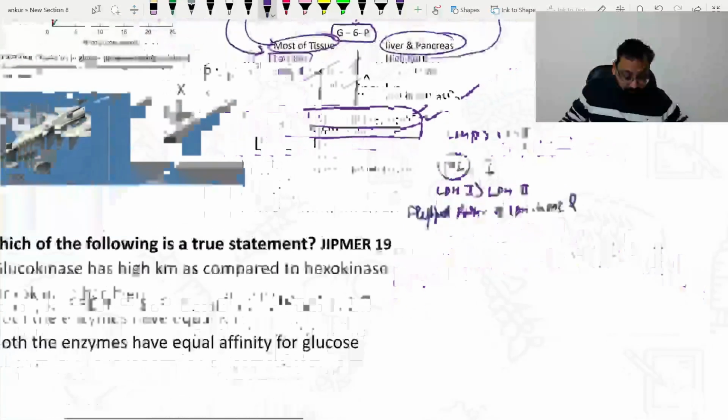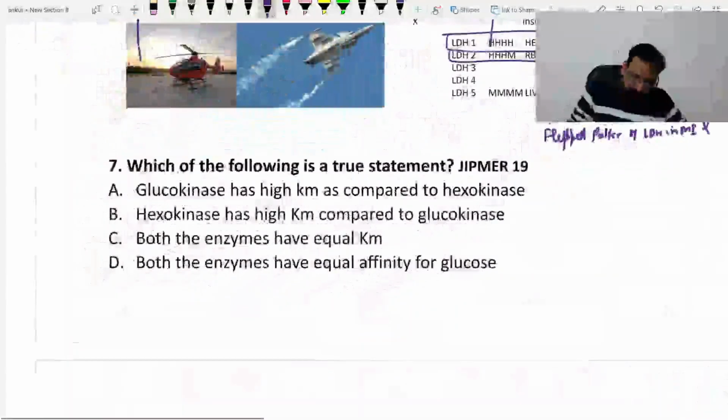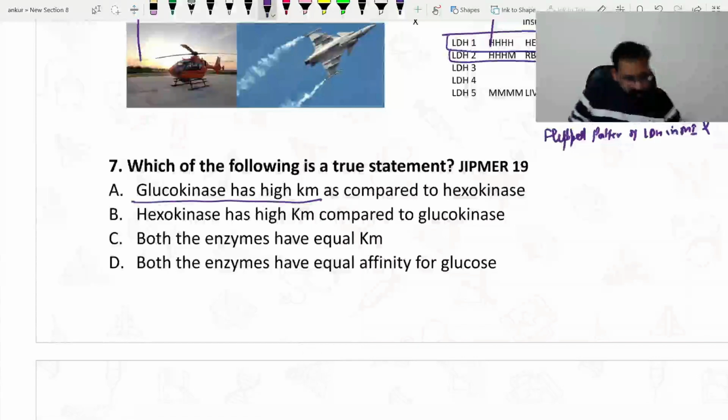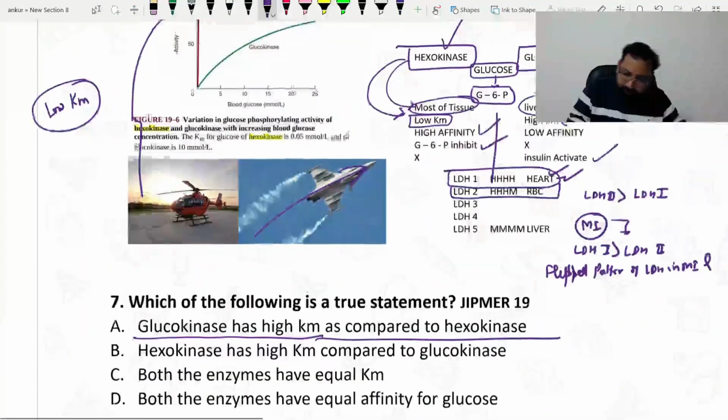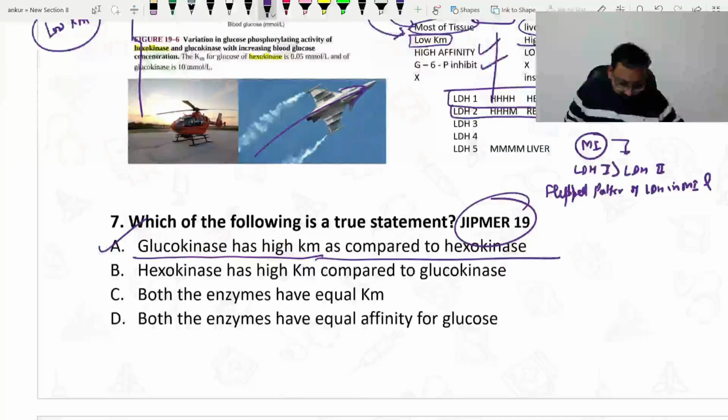Recently asked question. Most of the time the answer is based on Km. Yes, glucokinase has a high Km as compared to hexokinase. Glucokinase, the jet, has high Km. This is correct. This JIPMER question was there.